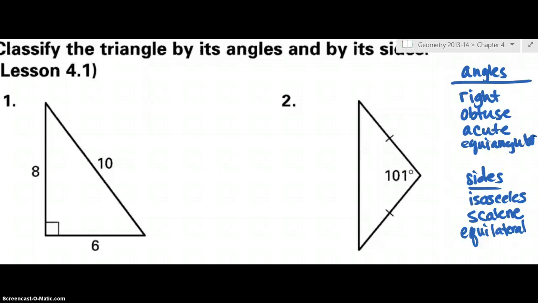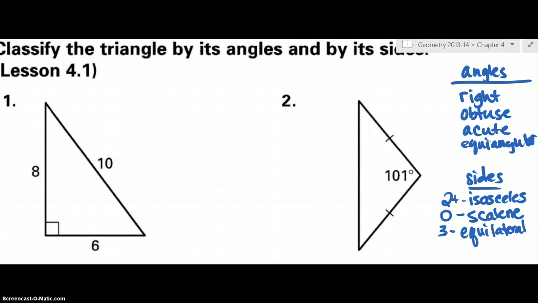Then if we talk about the sides, what does isosceles mean? Two sides are the same. Two sides or more, right? It says at least two sides. So this means that 2 or more sides are equal. What about scalene? No sides are equal. So we have 0 sides congruent. And what about equilateral? All the same. So we have 3 congruent sides.